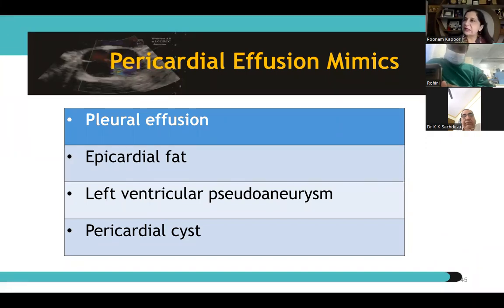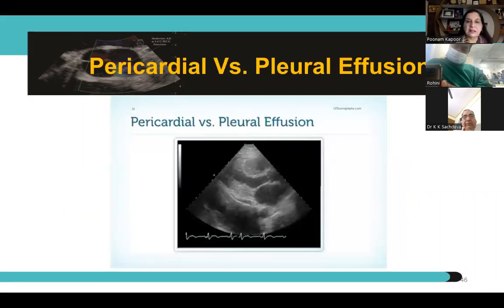Epicardial fat is seen as bright, hyperechoic excrescences, which may be generally sessile. They are not pedunculated, but even they could be pedunculated, but they stand apart. They're very, very bright, more echoic, hyperechoic than the normal fluid. A left ventricular pseudoaneurysm may mimic a pericardial effusion, as may a pericardial cyst.